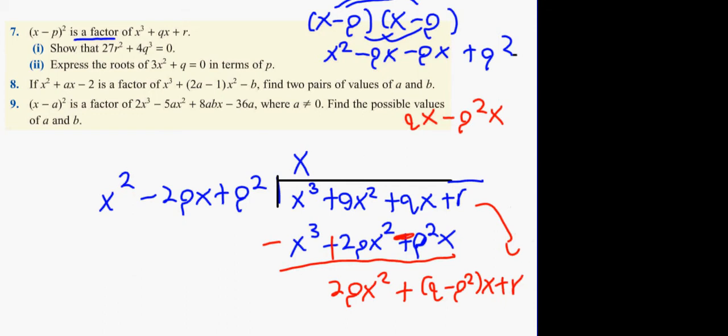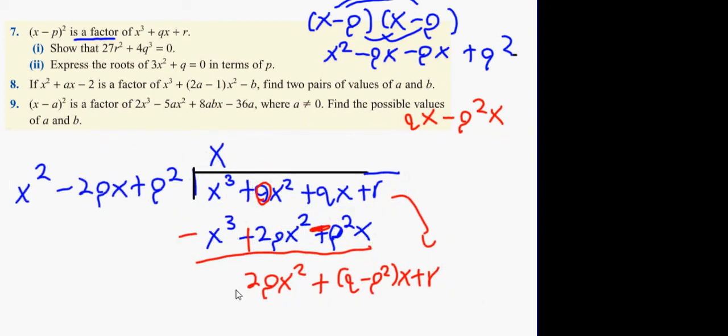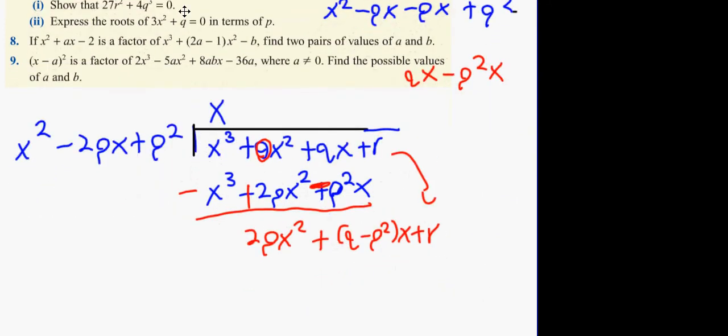Where's your x squared though? There's an x squared? Oh, it's a 0, sorry. It's a 0. Excuse me. Okay, this is a 0. Now, what's going to happen next is we're going to bring down the r, which we did, and we're going to divide it again.